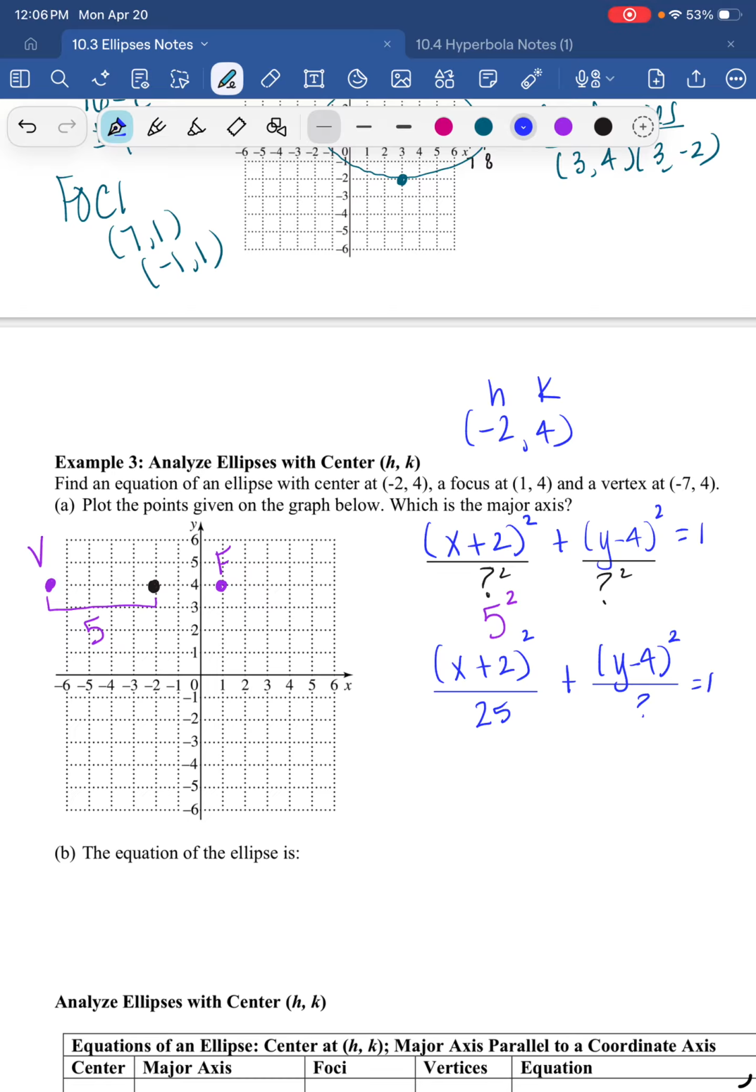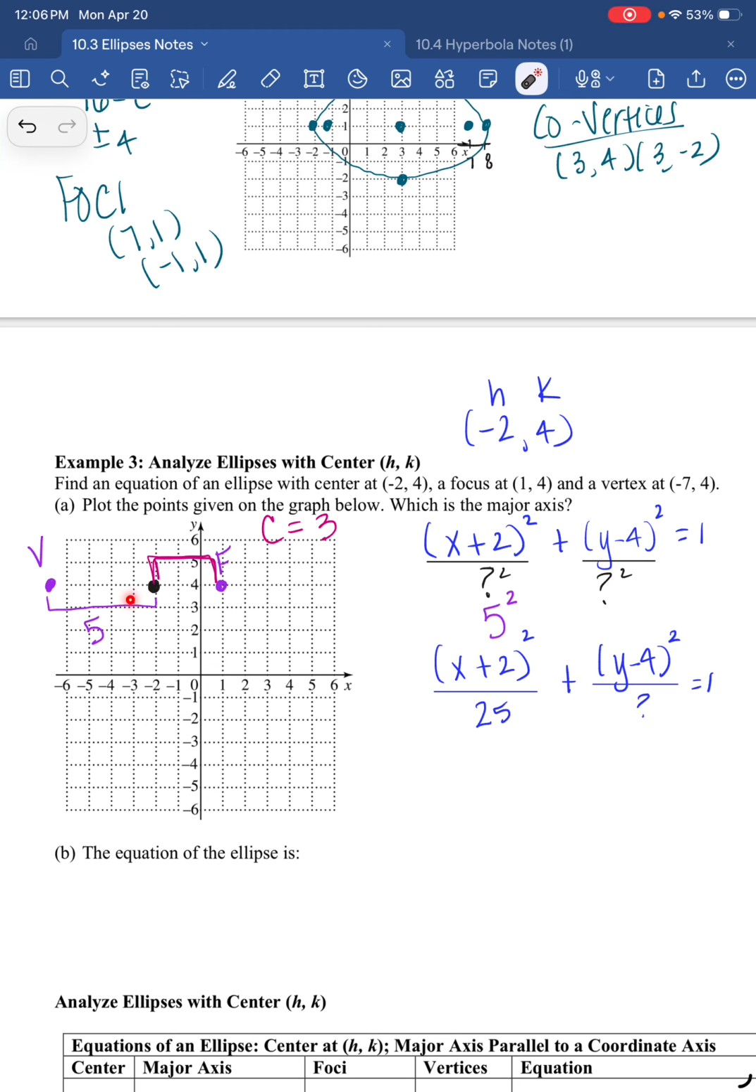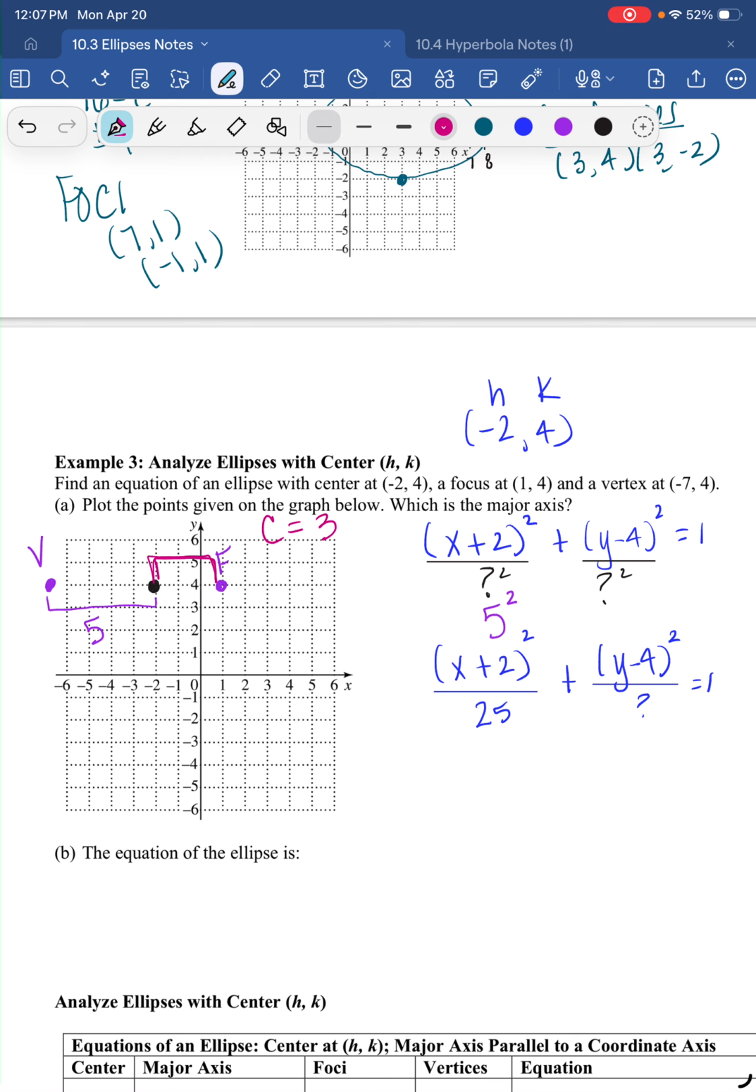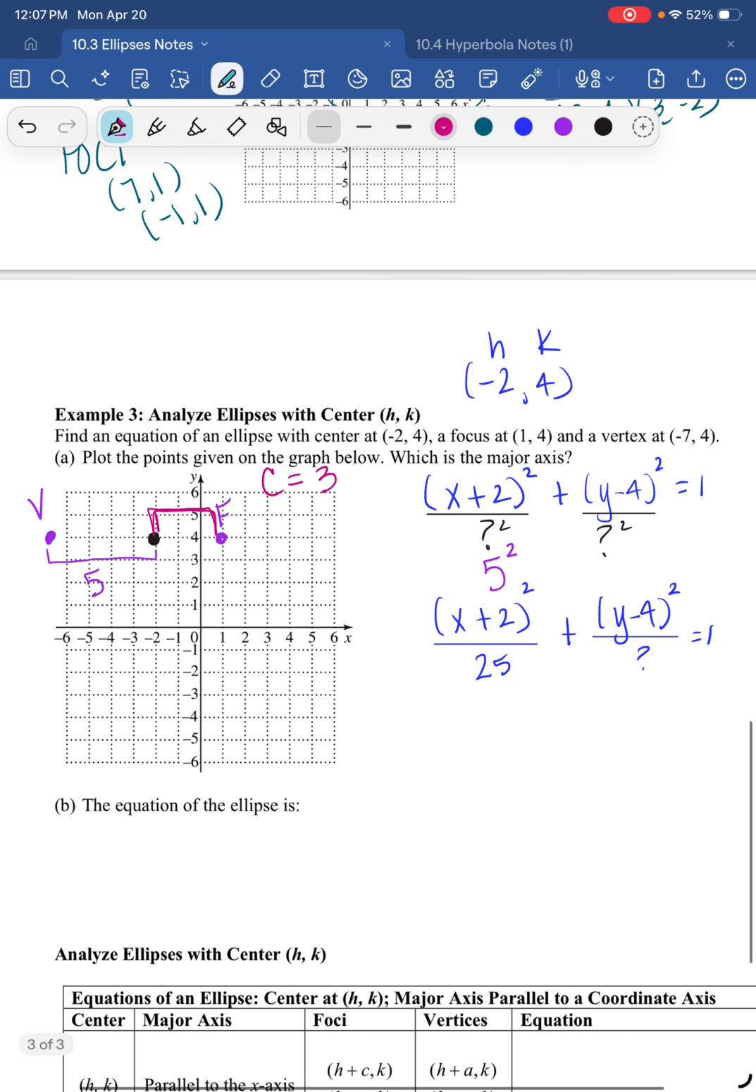They gave me the focal distance. So from here to here, that is 1, 2, 3. So c, my focal distance, is 3. Because this is a horizontal ellipse, 25 must be greater than whatever the y denominator is. Horizontal x, that's the major. The major has to be more than the minor.